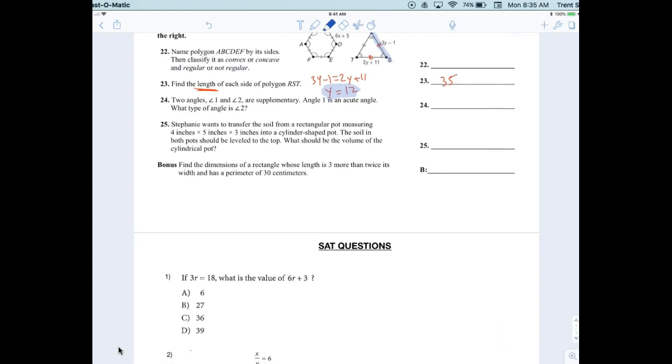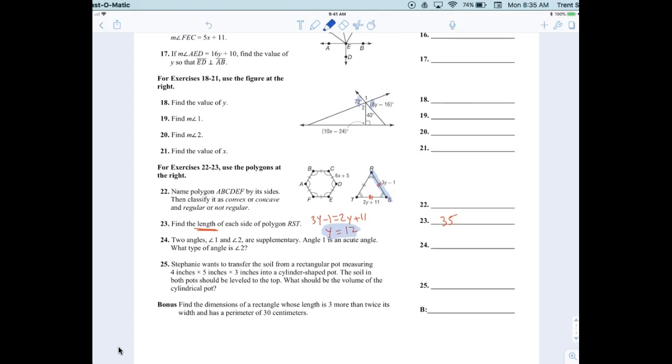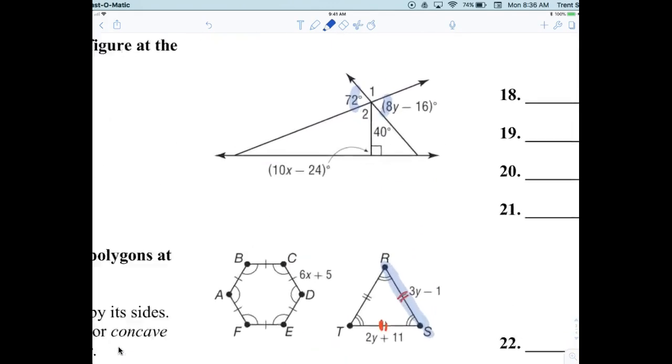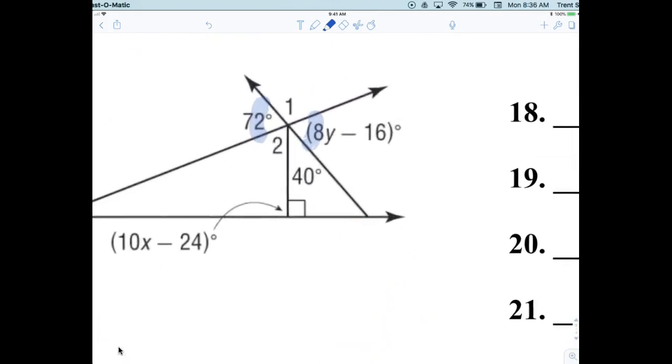Anybody else on that page? Good for you, buddy. 19. Let's talk about 19. Find the measure of angle 1. All right. Well, that one's kind of easy because look, this right here adds up to 180. You see that, right? So I know you can do the math on that quickly.